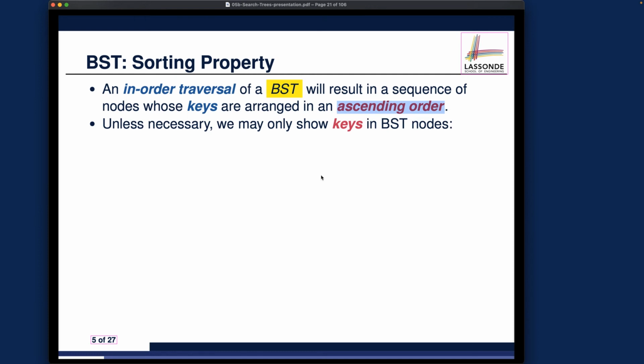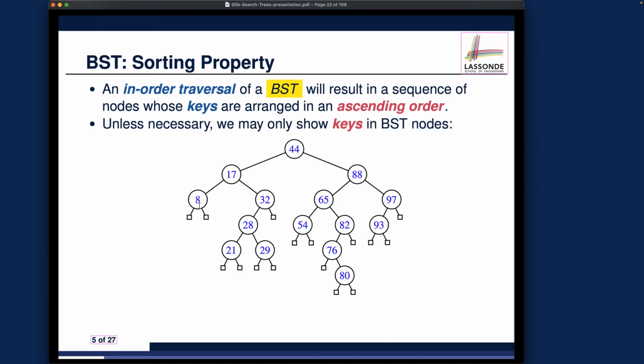Okay. Unless necessary, we may only show the keys in the binary search tree nodes. That's something I mentioned earlier. Right. So let's say this particular tree, we can use that to check the property, and then we can justify why the sorting property is the case. But once we do the example, it should be quite obvious to you why this property holds. Let's now verify that quickly.